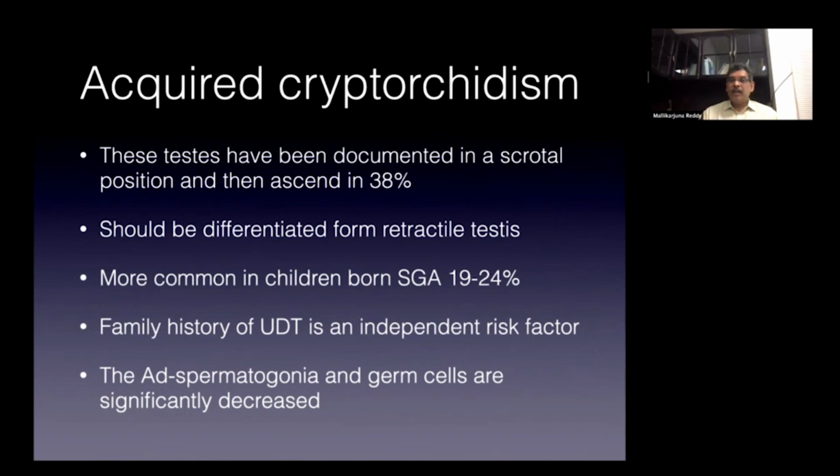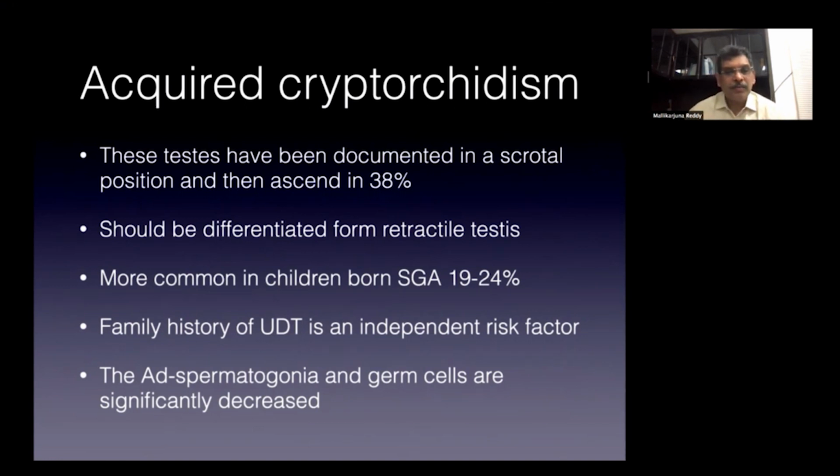That means in a child who has been born preterm, about 19 to 24% of these children, when they grow, the testis probably ascends into the groin or into the abdomen. And a family history of undescended testis is an independent risk factor. The spermatogonia and germ cells are significantly decreased in this particular type of testes.